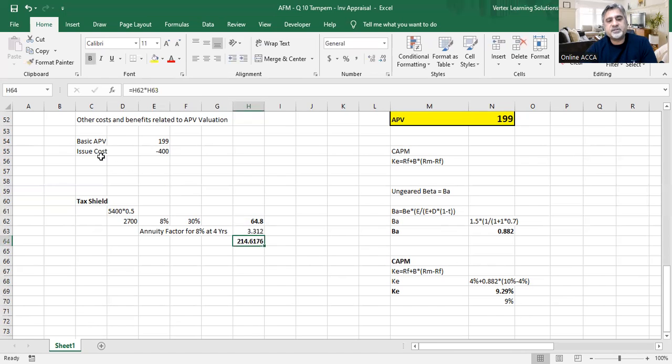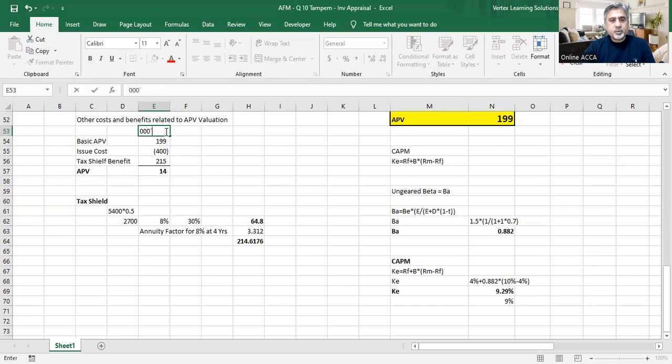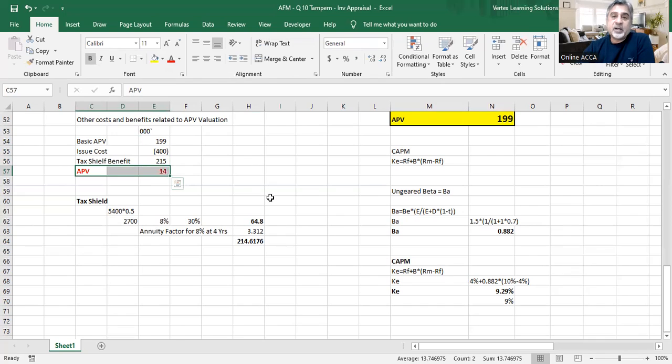So 214,000. So this is my tax shield benefit, which is 214. And now when we make a total, so this is 14 million. So my APV. So APV still is telling you 14,000, because there are 3 zeros on the top. So if you see that with the APV method, you actually have got a positive NPV of 14,000, even after considering your issue cost, even after considering this tax benefit.